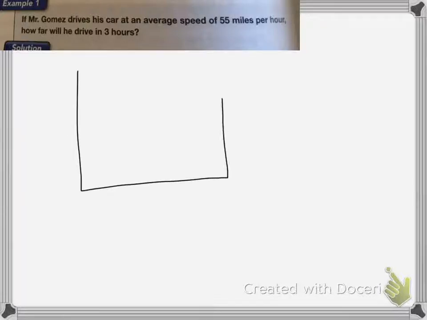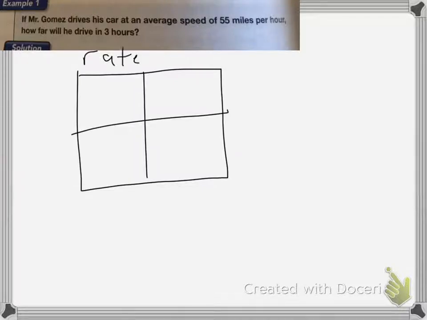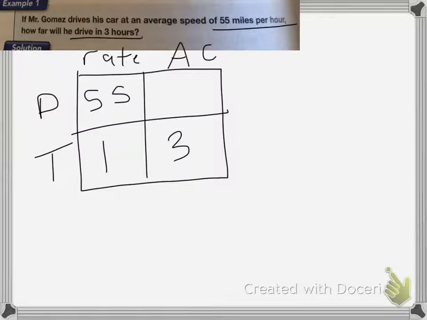So with my ratio box, instead of dividing it into ratio and actual count, we're going to divide it into rate and actual count. Now, the first thing I'm going to do is distance and then time. So the distance he's traveling is going to be that 55 miles over 1 hour, because 55 miles per hour. And then my actual time is going to be 3 hours, because he's driving 3 hours. And then I want to know how far he's going.